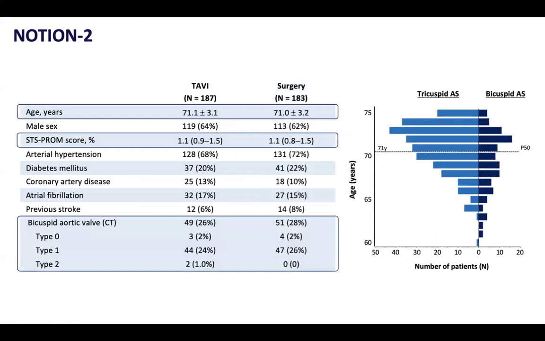Then here you see the distribution of the age. The average age was 71 years, with a very low STS score. So NOTION 2 is a study in truly young patients, average age 70, 71, with an extremely low STS risk of 1. That means these patients almost did not have any comorbidities. These were really robust patients, like a robust guy you see walking on the street coming in for a consultation. He has a severe aortic stenosis, and you randomize him to surgery or to TAVI.